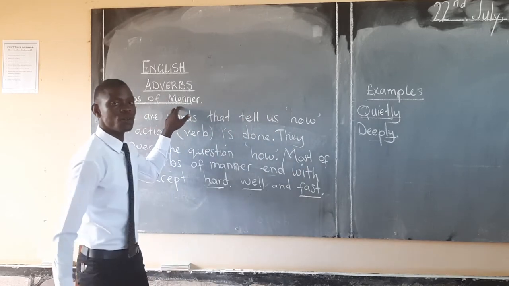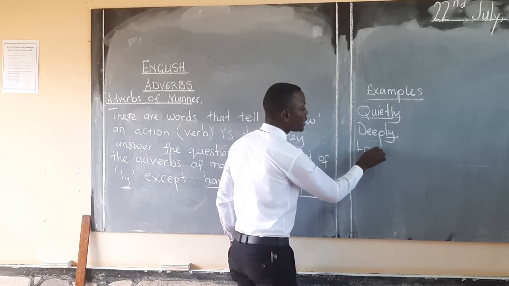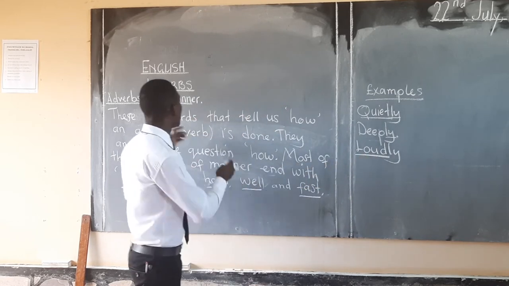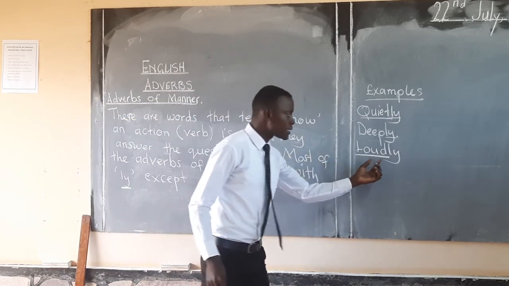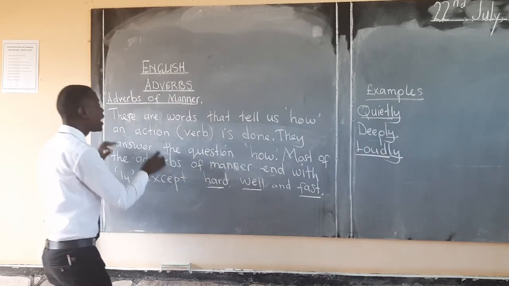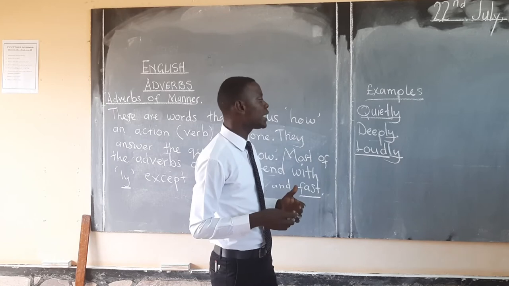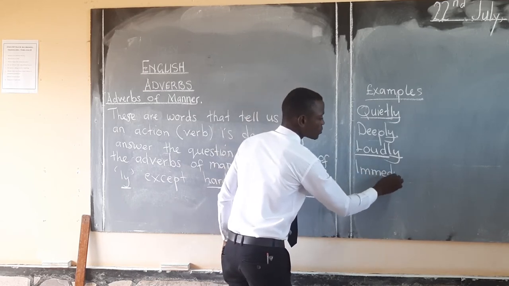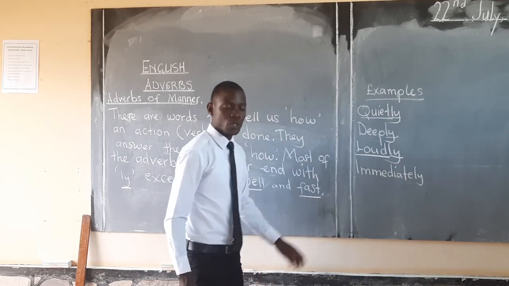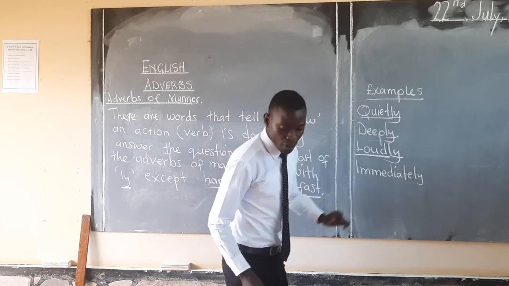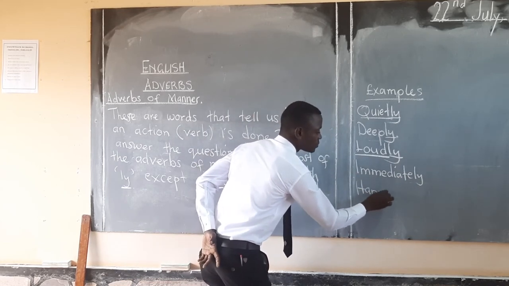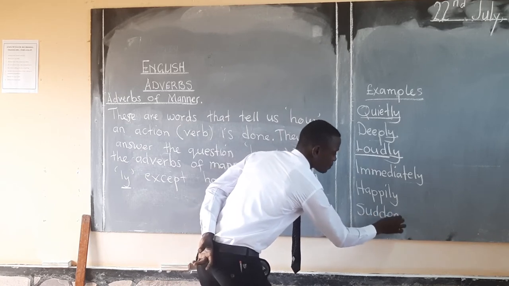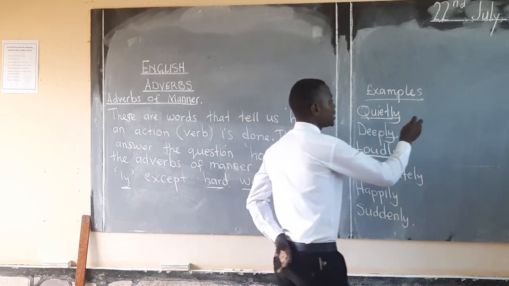We have another word which is loudly. This one is the word loud. Because we are still talking about adverbs of manner, we are adding L-Y so that it tells us how an action is done. It is not just loud, but loudly. We also have another word, immediately. Such words end with L-Y. We also have happily, suddenly, and generous.